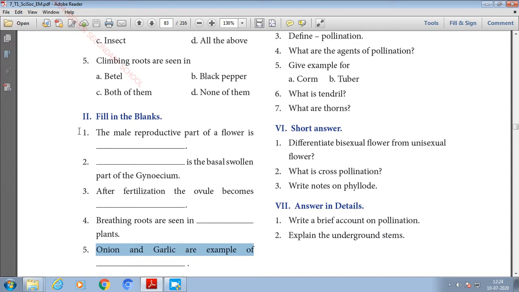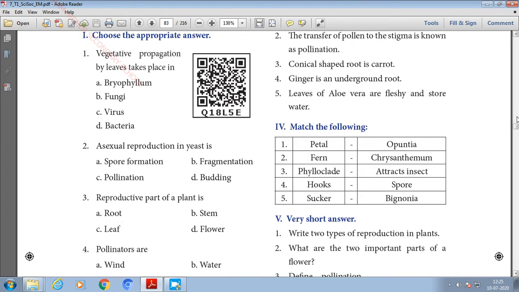So once again I'll give the answers for fill in the blanks. The male reproductive part of a flower is androecium. Next, dash is the basal swollen part of the gynoecium. Ovary. Third one, after fertilization the ovule becomes seed. Fourth one, breathing roots are seen in mangrove plants. Fifth one, onion and garlic are examples of bulb. I think you are clear with the fill in the blanks.